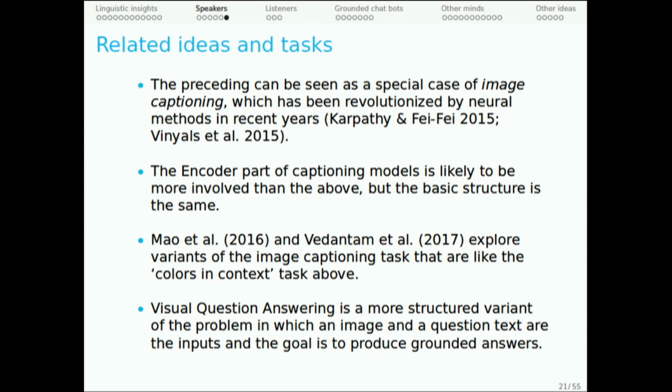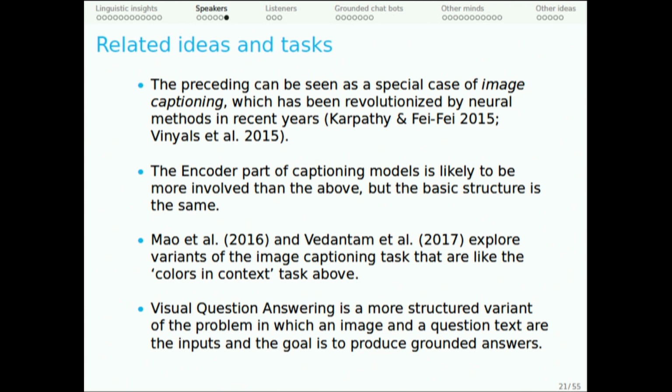And here are some related ideas. So you could think of what I just showed you with color describing as a special case of image captioning, which is a task I'm guessing you guys have heard about. It was revolutionized a few years ago, in part by researchers here at Stanford, by having these captions be generated by a neural encoder-decoder. For those models, the encoder part is typically much more involved than the one I just showed you, right?